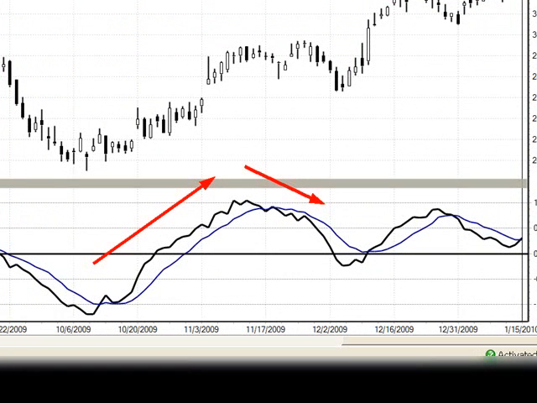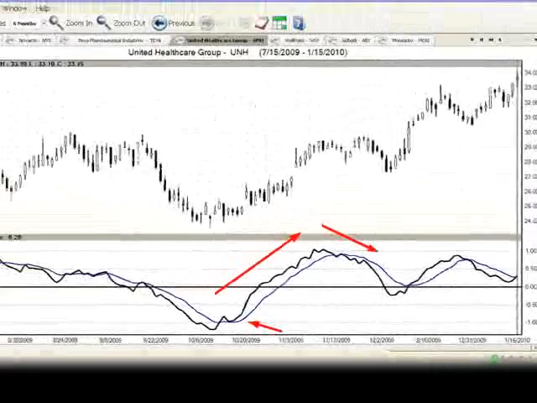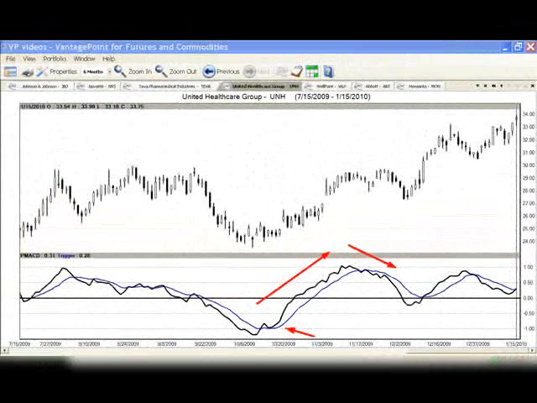The important point on the line is where the crossovers occur. As you see here where I'm pointing, when the predicted MACD line, the black line, moves above the trigger line, the blue line, that suggests direction. When MACD crosses below the trigger, a downtrend is forecast. When MACD crosses above the trigger, an uptrend is forecast.